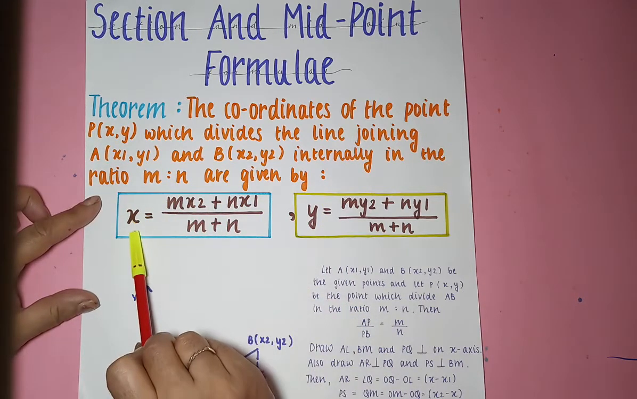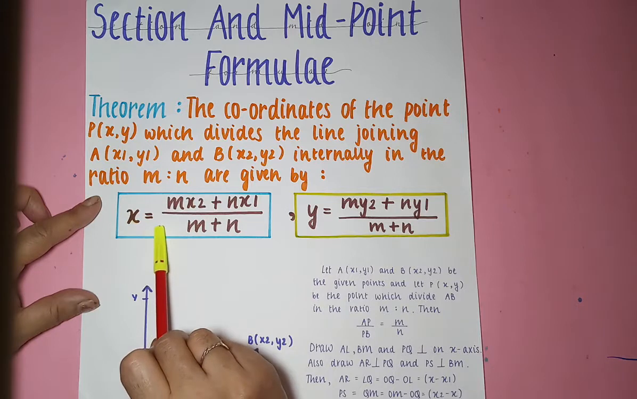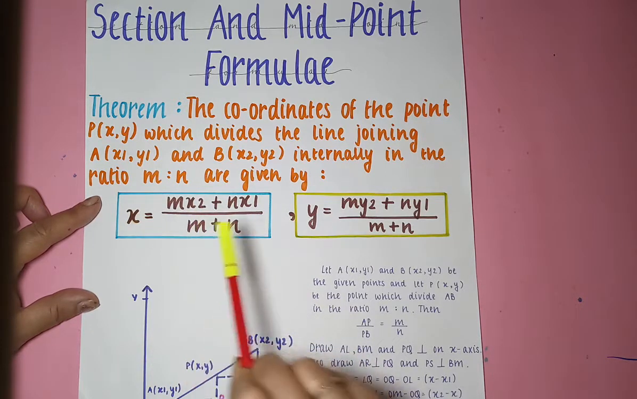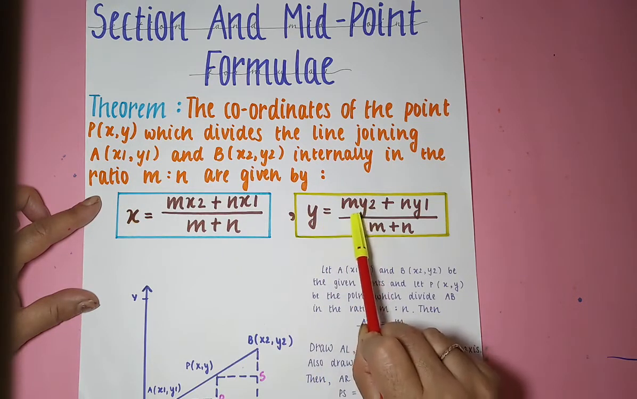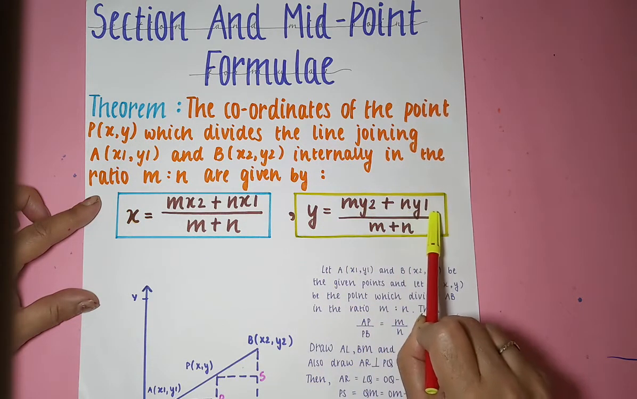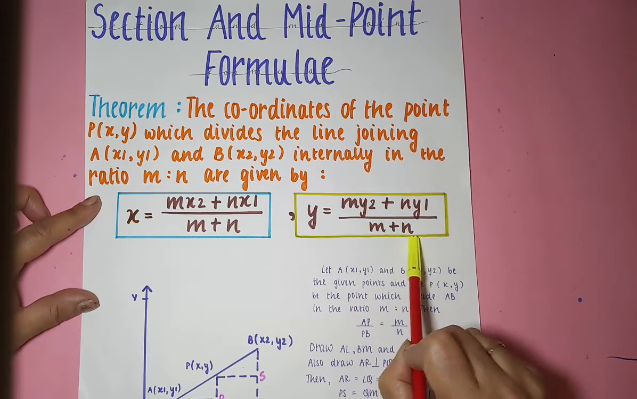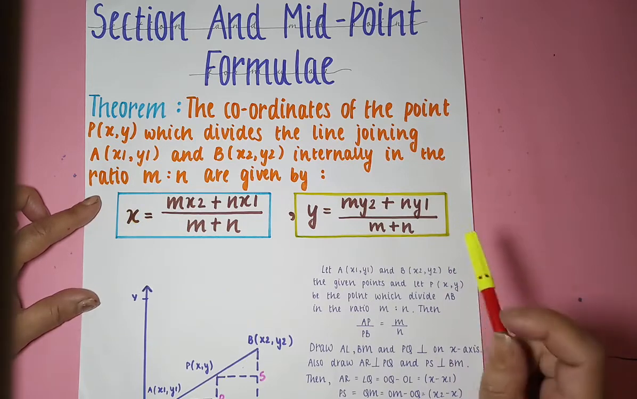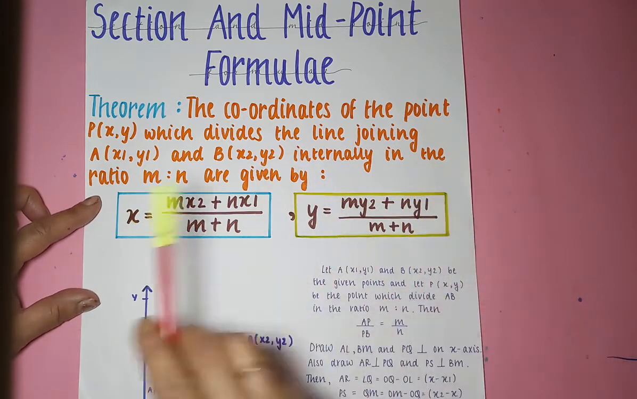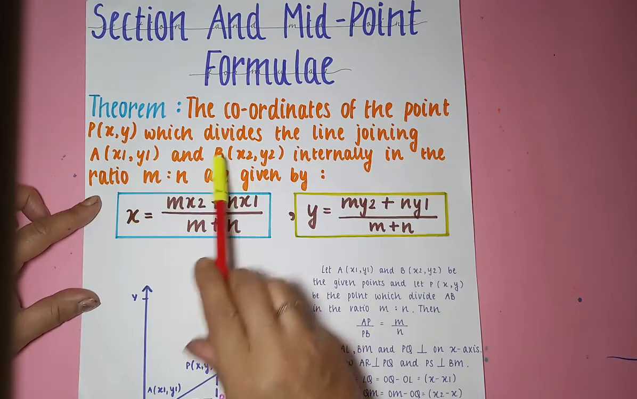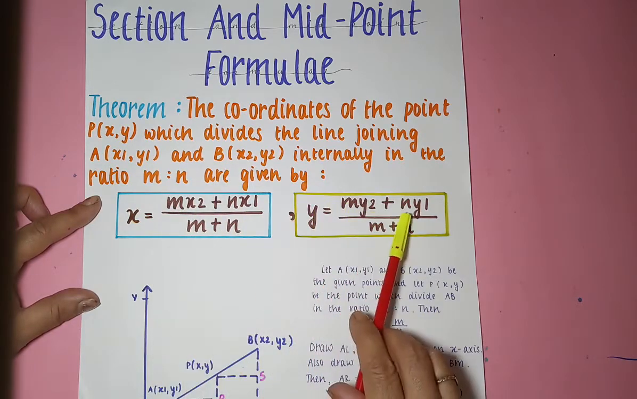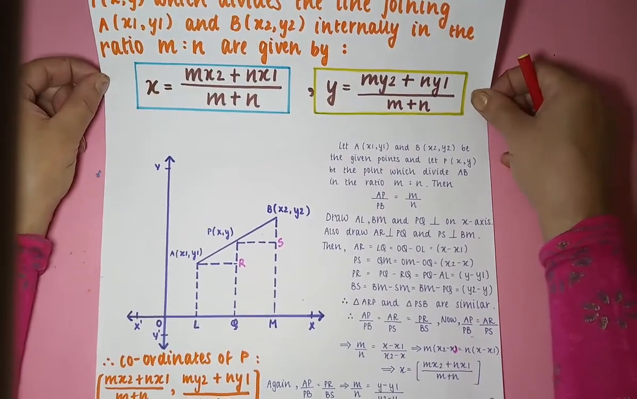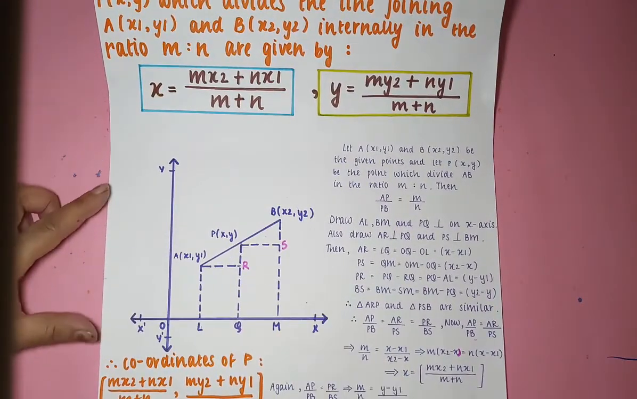Those coordinates are given by x is equal to (mx2 + nx1) upon (m + n), and the y coordinate is equal to (my2 + ny1) upon (m + n). You have to remember these two coordinates where that particular point P divides the join of A and B in the ratio m:n. So let's understand this in detail and try to derive this section formula.